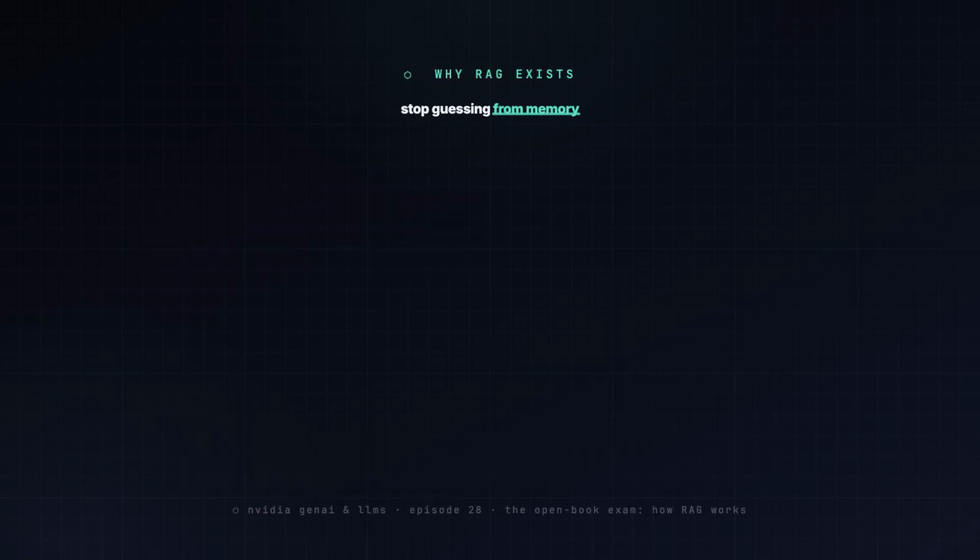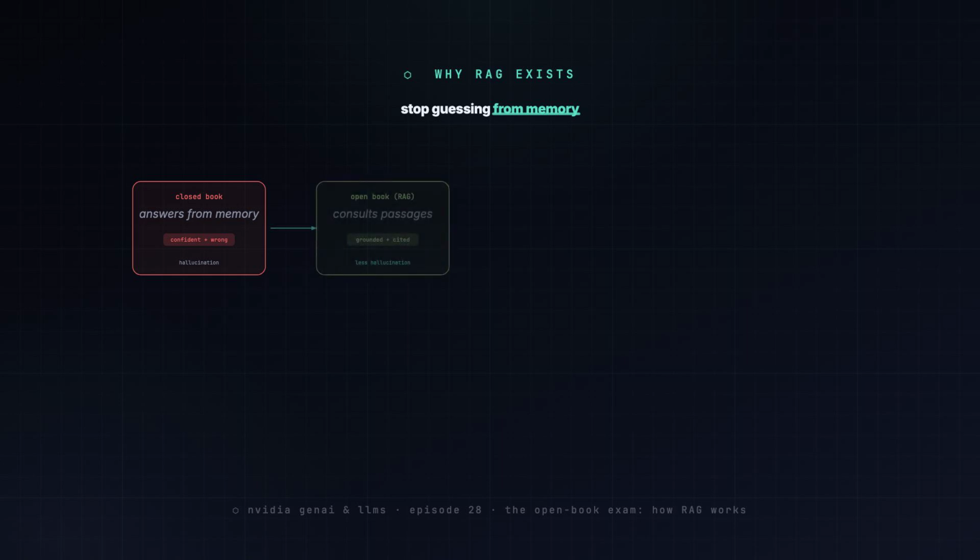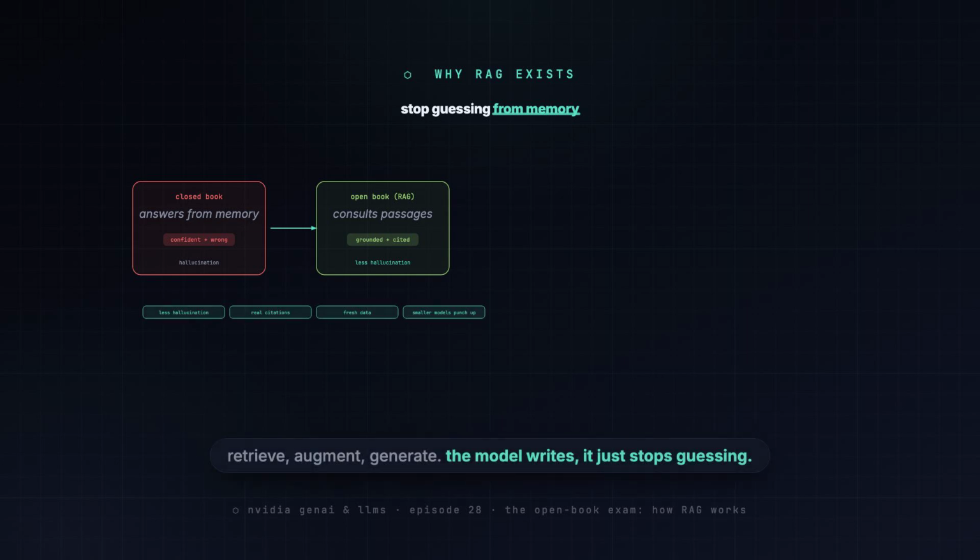The loop has a name: retrieve, augment, generate. Retrieve the relevant passages, augment the prompt by pasting them in, generate the answer grounded in them, and the payoff is concrete: less hallucination, real citations to the source, and fresh or private data without touching the weights. A small model with a good library beats a big model guessing.